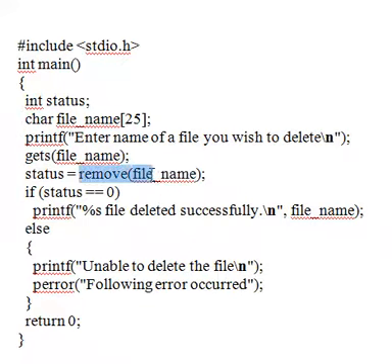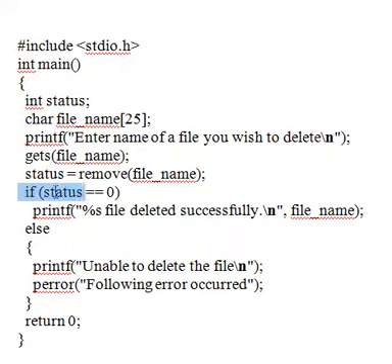If the file is removed, then it gives the value 0. If the file is not removed, it gives some non-zero value. So when this file is deleted, it gives the value 0. That 0 will be assigned to variable status. So if status is 0, the file is removed.